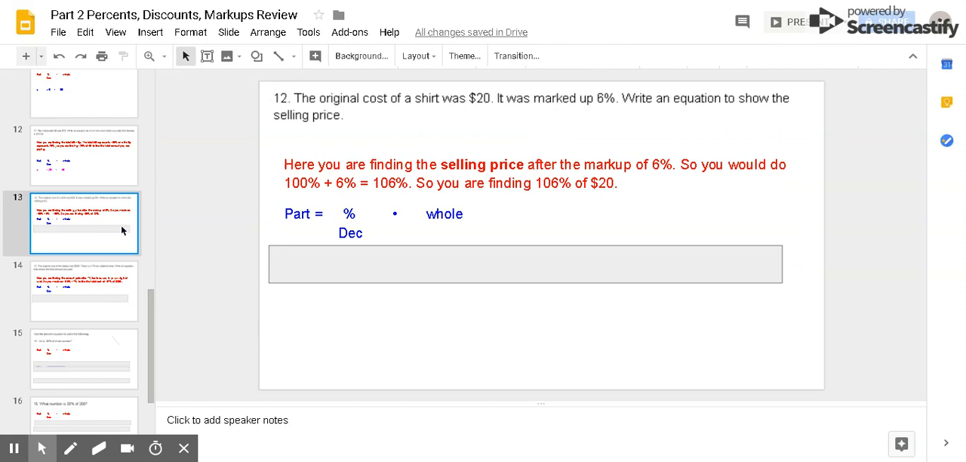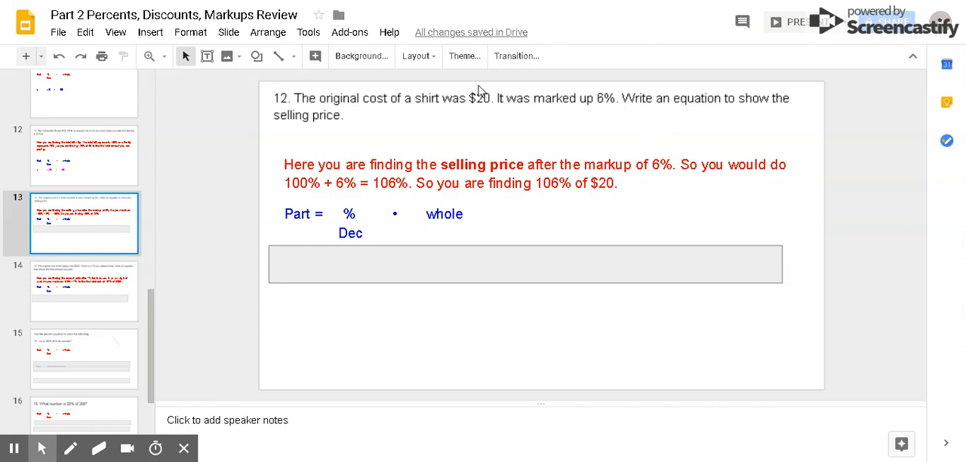All right, number 12. The original cost of a shirt was $20. It was marked up 6%. Write an equation to show the selling price. This equation is to find the selling price, not how much it was marked up. Okay? You are not using 6% in your part equals percent as a decimal times your whole. You are using 106% because it's marked up 6%.